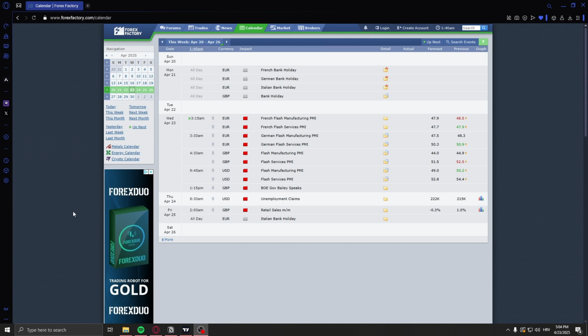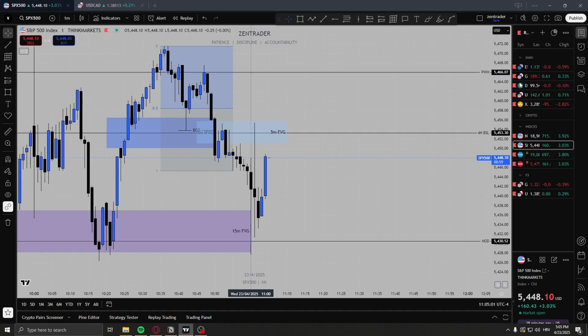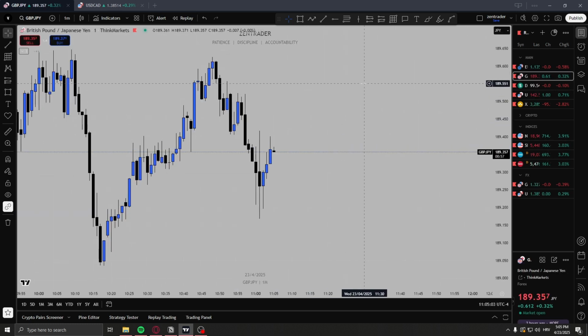For example, today we had a lot of news in London session, so I didn't trade any pairs that got euro in them or GBP. Yeah, this includes GBP JPY because it had news at 4:30. So let's go look at it right now.